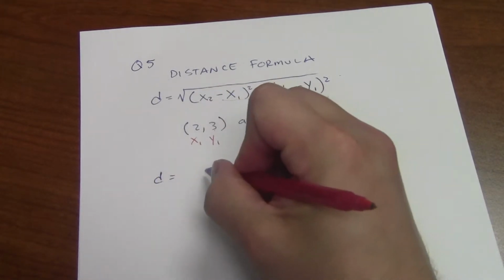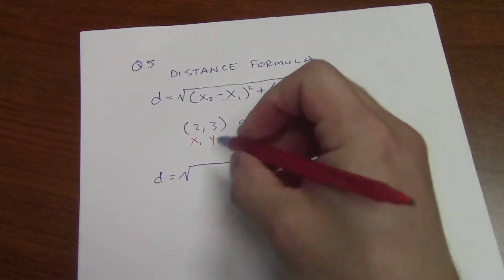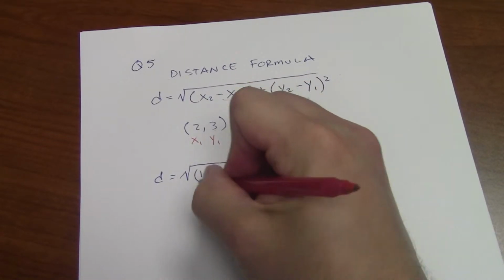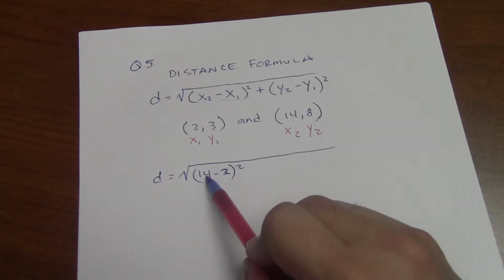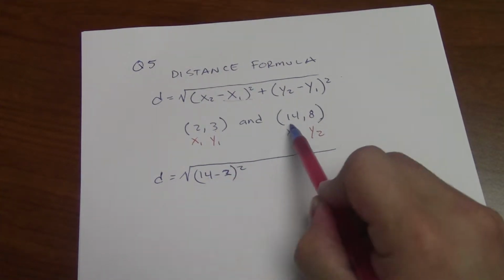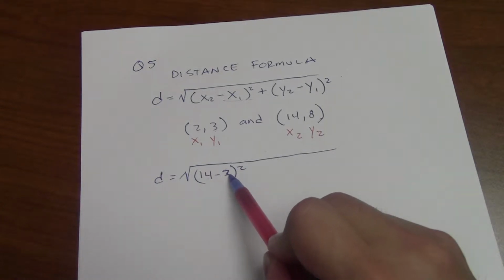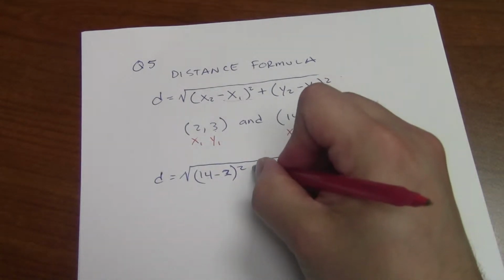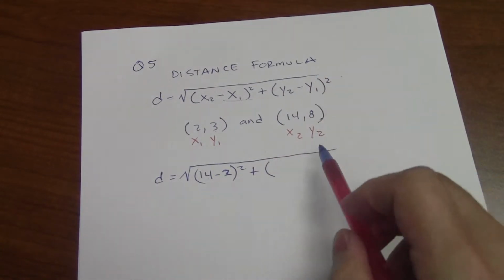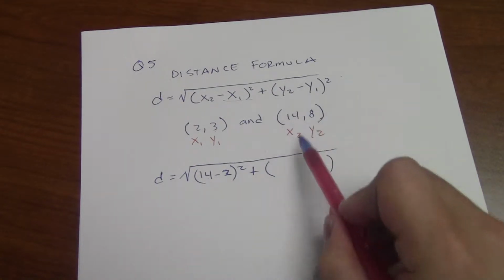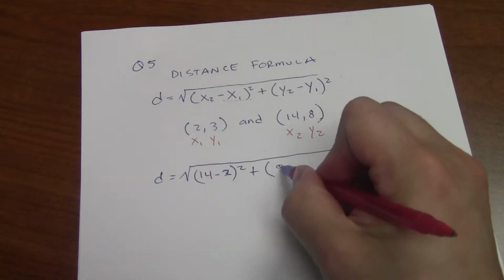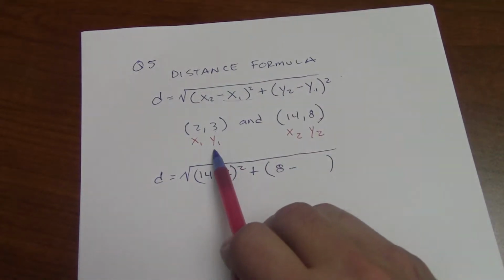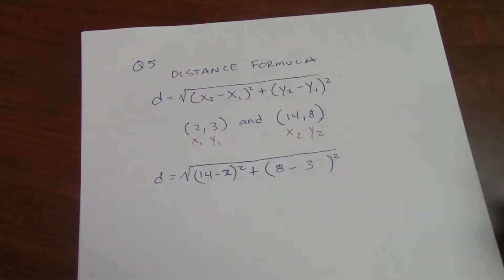So d is equal to square root of 14 minus 2. Sorry, 14 minus 2 squared. All right, x1, or I'm sorry, x2 was 14, and x1 was 2. That's how I got those. Plus, now I'm looking for y2. So here's my y2, that's 8, minus, and I'm looking for y1. So my y1 was 3.